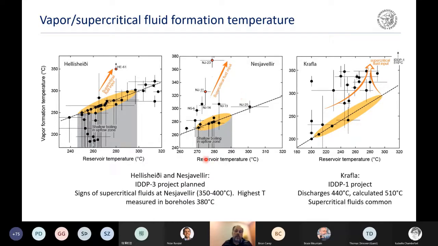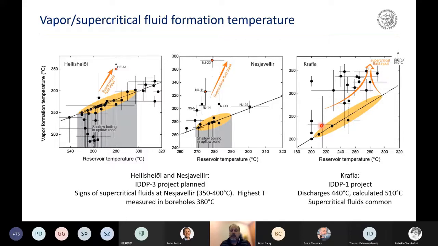And these are just normal boreholes with temperatures of maybe 280 degrees, like here in NJ23, but they are excess enthalpy wells. They have too much vapor, and the temperature of the vapor formation is maybe approaching or even exceeding the critical point of water. When we go to Krafla, we see that most of the wells actually have signs of such high temperature vapor inputs, and we know and have heard about the ITTP-1.